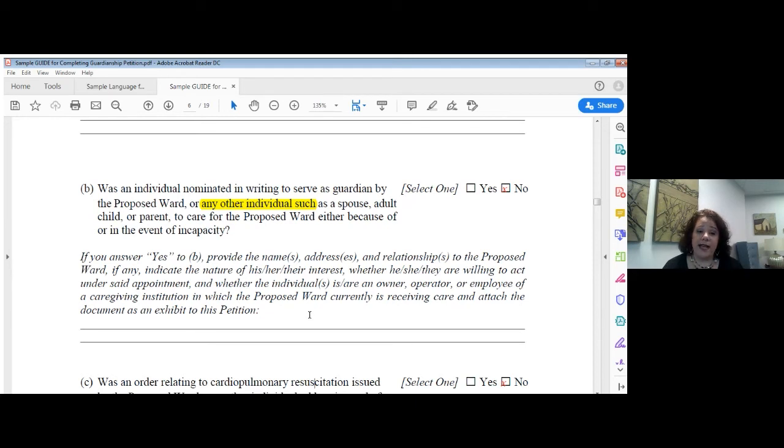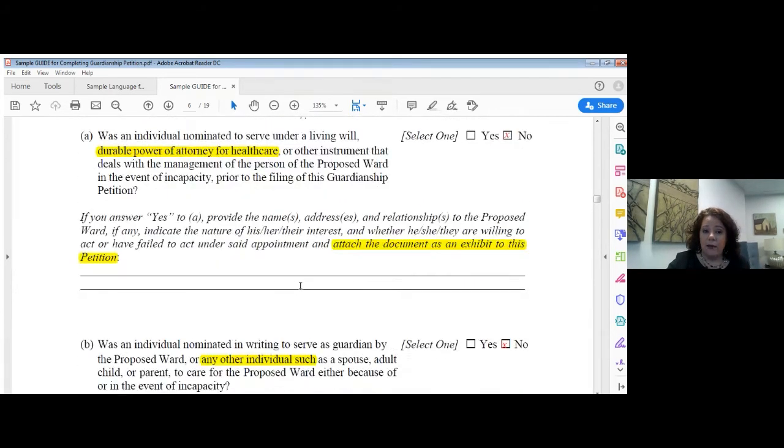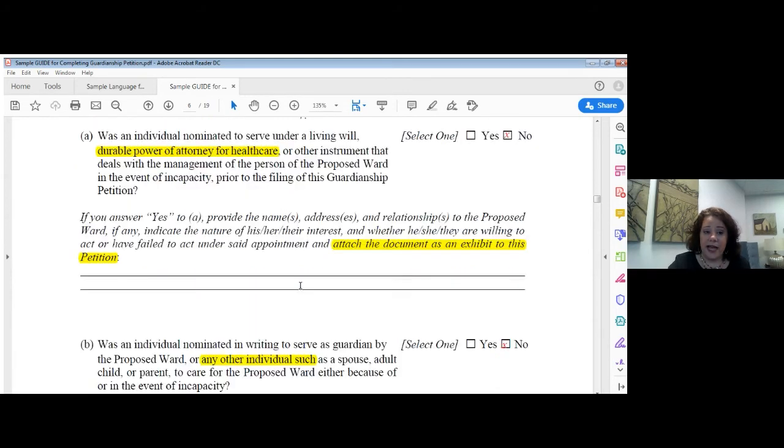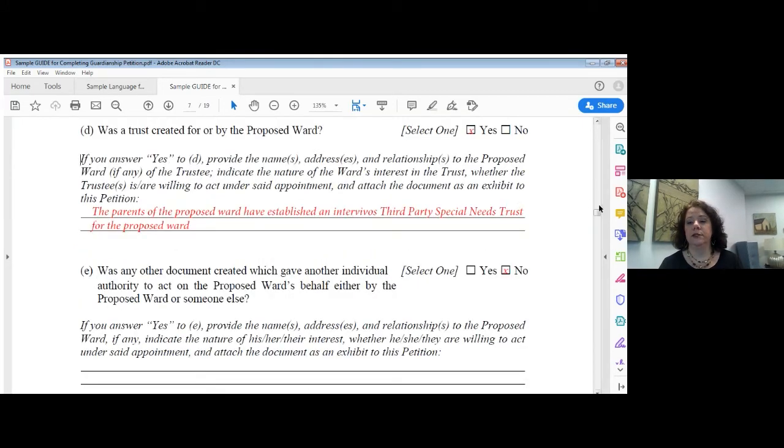So this is where the court is asking, has anyone ever nominated someone else to serve? So again, you're in the early phases of things and just getting a guardianship in place. So I'm thinking the answer here is going to be no, but if so, you would attach a copy of any document like that that was in place. And then the court also wants to know, because again, this is all with regard to health and safety decision making, has an order related to CPR on the proposed ward or other life-sustaining procedures ever been entered? And I think in your case, that's going to be no. You would attach a copy of it. Just jumping all around here.